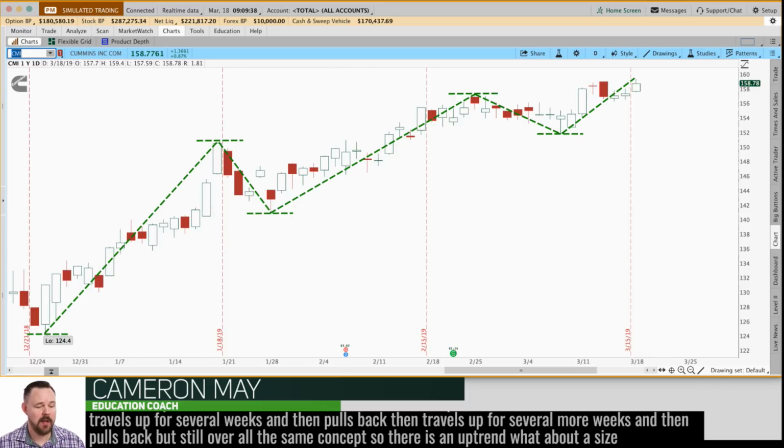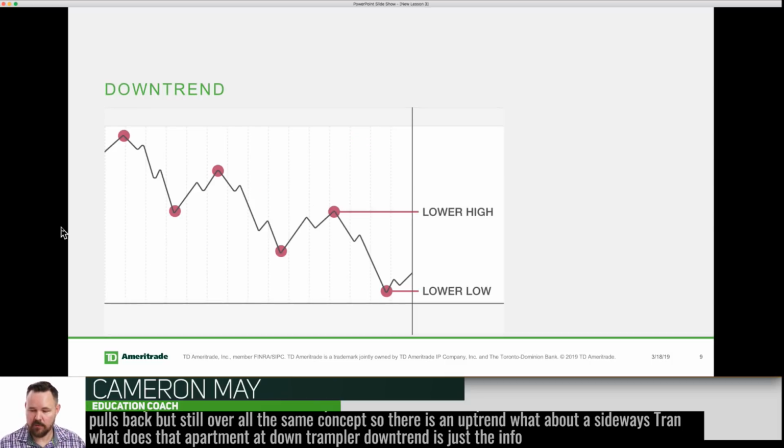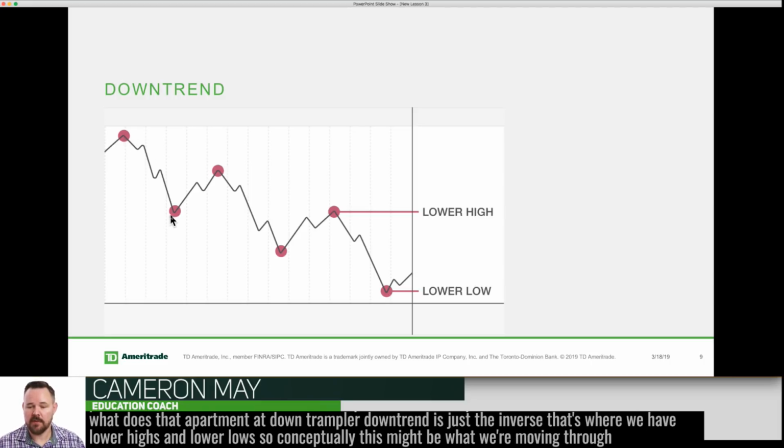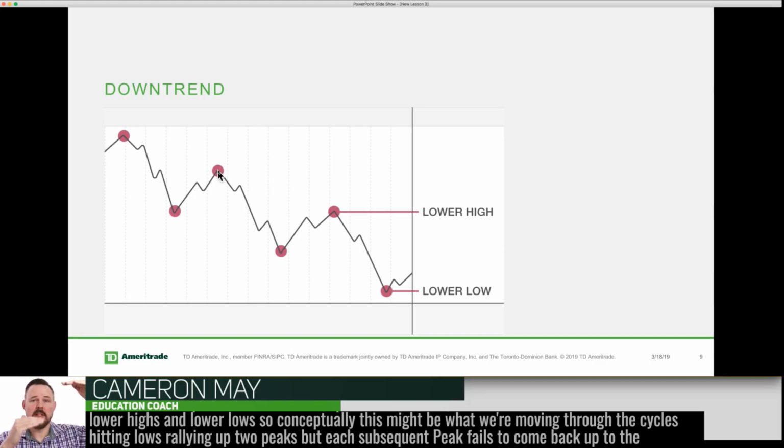What about a sideways trend? What is that? A downtrend. Well, a downtrend is just the inverse. That's where we have lower highs and lower lows. So conceptually, this might be what we're seeing. Moving through these cycles, hitting lows, rallying up to peaks, but each subsequent peak fails to come back up to the previous high.